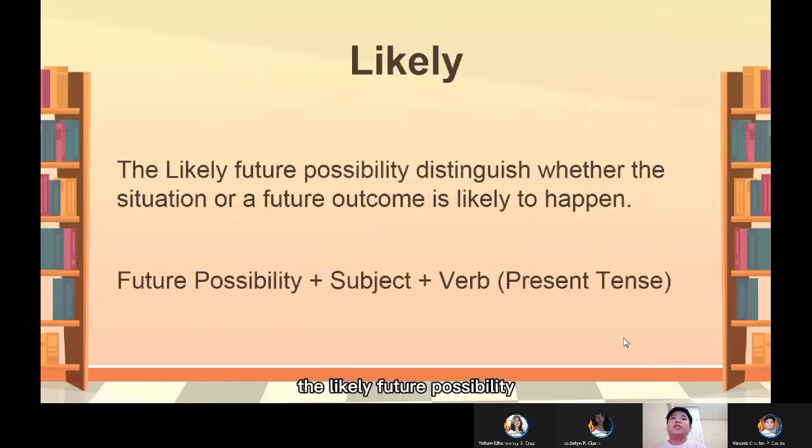The likely future possibility distinguishes whether the situation or future outcome is likely to happen. This likely future possibility indicates a situation to occur in the most possible way. It refers to the possibility to work out, or as it states, it is likely to happen.